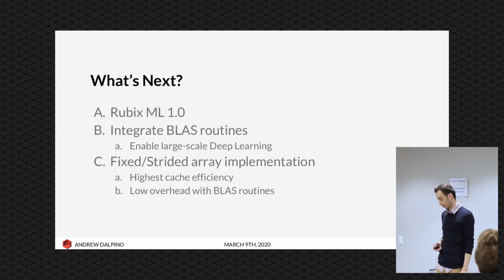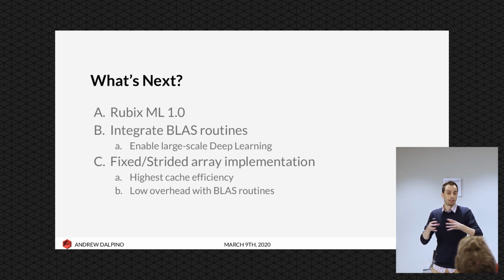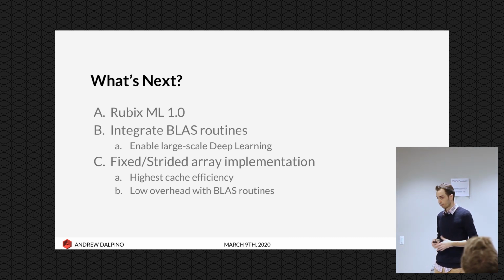So what's next? Well, we got Rubix 1.0. We plan on integrating BLAST routines, where BLAST stands for Basic Linear Algebra Subprograms. They're basically highly optimized Fortran routines that we can integrate into our tensor package, which is the linear algebra extension and library, and we would see orders of magnitude improvement on what we already have. These things are cache optimized, multi-threaded, all sorts of optimizations go into these routines. And so that will enable large-scale deep learning. We're already doing deep learning right now. We can do things like computer vision on a basic scale, but this would really get us to the point where we could do computer vision, natural language processing, and a lot more things on bigger data sets.